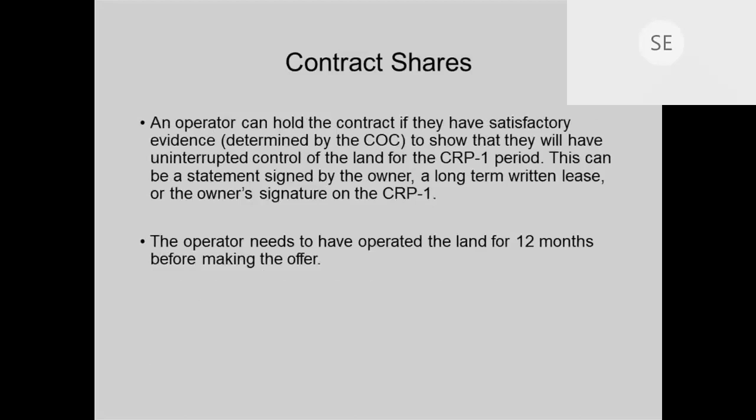It has start and end dates. So it's showing, okay, I'm on board for these 10 or 15 years. And then one thing is that the operator has to have operated the land for 12 months before making the offer, and that's similar to the fact that an owner has to own something for a year before they are able to qualify.